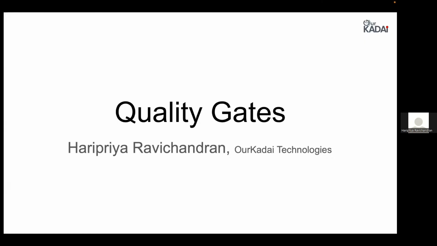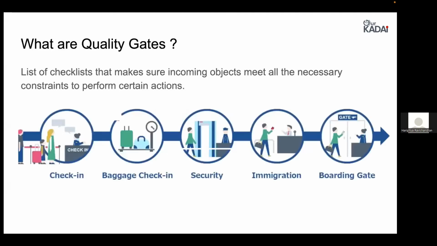Arcade Technologies, and today we are going to look at what quality gates are that we use for developing good code. So, what are quality gates basically? They are a list of checklists or points that we make sure any incoming object meets, all the necessary conditions or constraints to perform certain actions. So we need to make sure everything is all good.